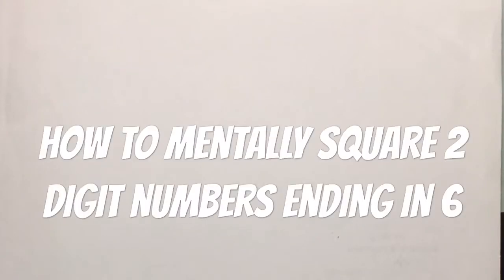Hi guys! In this video, I'm going to discuss how to mentally square two-digit numbers ending in 6. Now, in this technique, we're going to use constant numbers that we're going to multiply and add to our answer. So, the constant numbers here are 2 and 3.